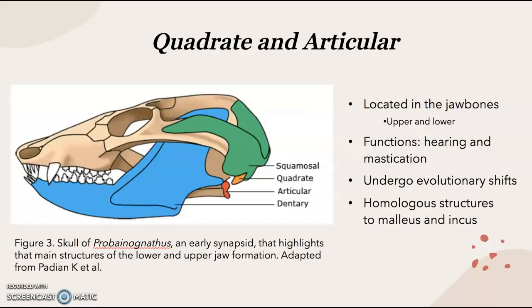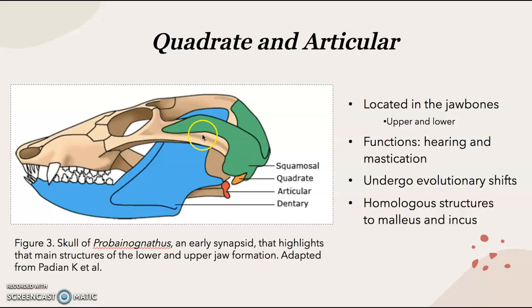Now that I have given an overview as to how the jawbone is formed initially, this leads to two important structures, the quadrate and articular. So, the quadrate and articular are located in the jawbones. The quadrate is located in the upper jawbone, and the articular is located in the lower jawbone, as you can see from this rough sketch of a skull.